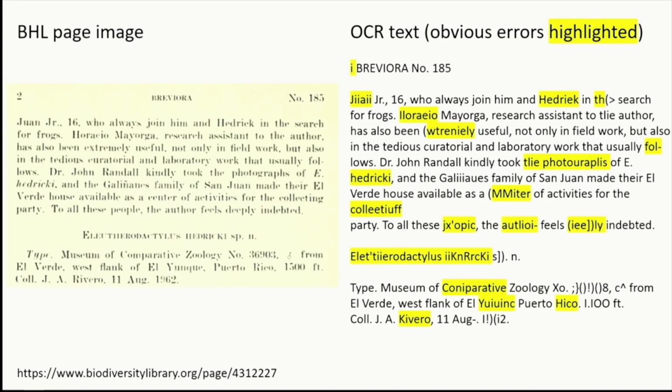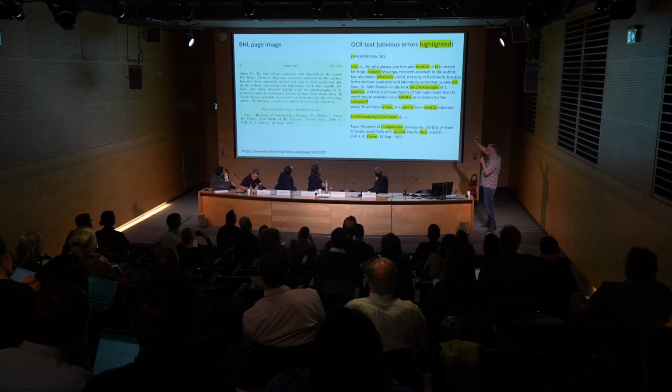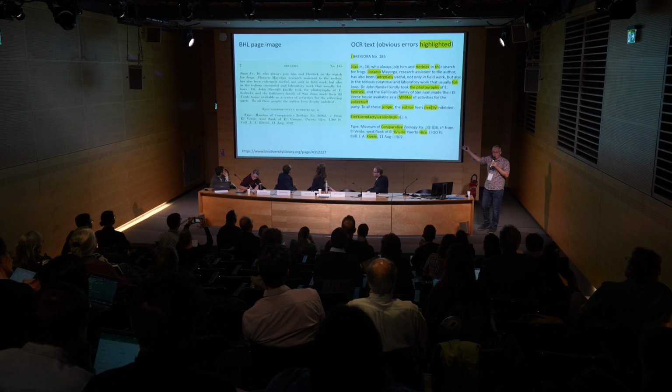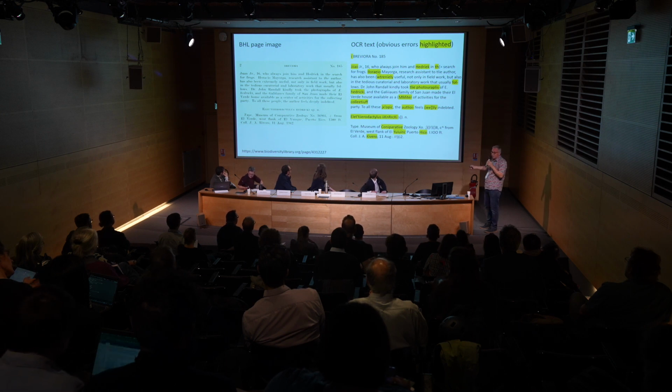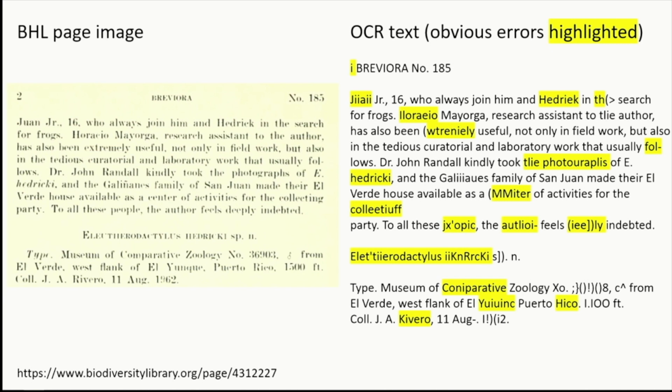OCR. One of the classic problems with BHL is it's not born digital literature, for the most part. We've got page scans, we convert it to text. What you're seeing here on the left is a page image, on the right the OCR text in BHL, and I flagged most of the cases where it's gone wrong. Notice in particular, that's the scientific name of a frog. We humans can read that, computers, not so much.